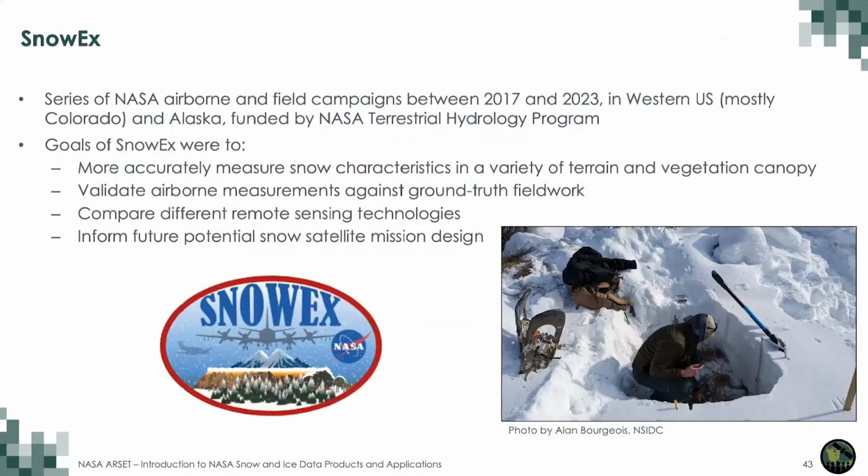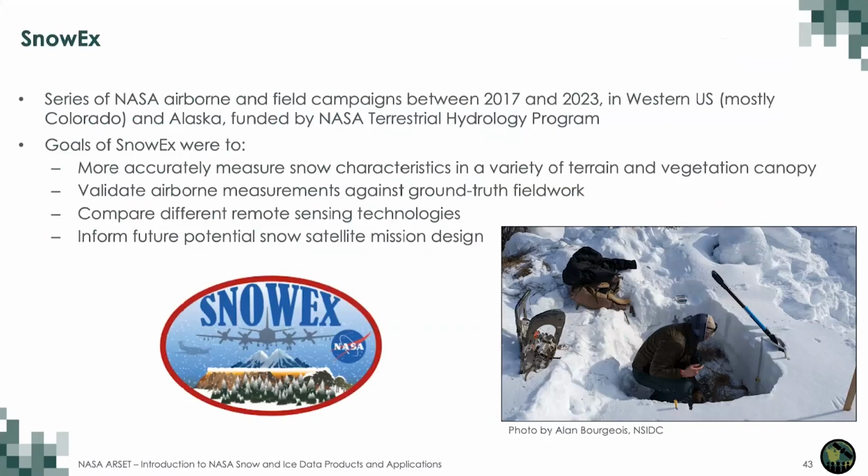One final product that we have that I want to note is from the SnowEx mission. And these are a series of NASA airborne and field campaigns that took place between 2017 and 2023 in the Western United States, mostly in Colorado, but there was one in Alaska as well. This was funded by the NASA Terrestrial Hydrology Program. And SnowEx, like ASO, involves airborne measurements, but also brought in ground measurements, field measurements.